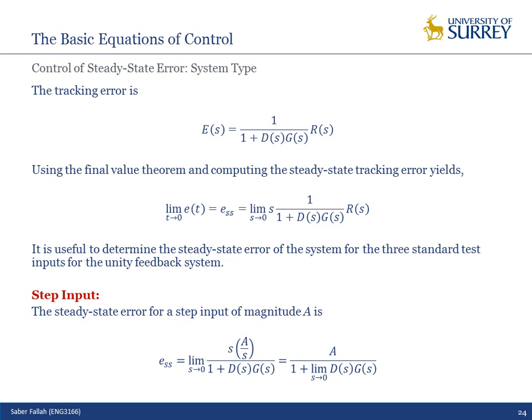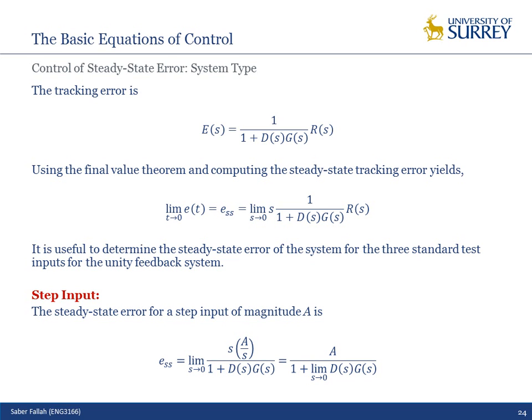So it depends on the limit of DG, or the loop gain of the system, when s goes to 0. If the limit of DG is 0, the steady state error will be A. If the limit of DG is a constant value, the error will be A over 1 plus something constant. If the limit of D(s)G(s) is infinity, A over infinity will be 0. Correct? So you can check the steady state error of the system roughly, without calculating the closed loop transfer function, based on the loop gain of the system.